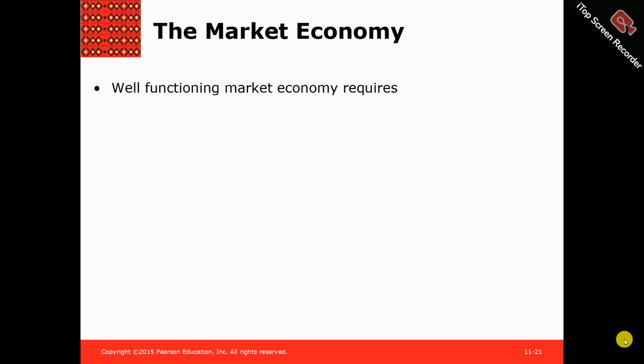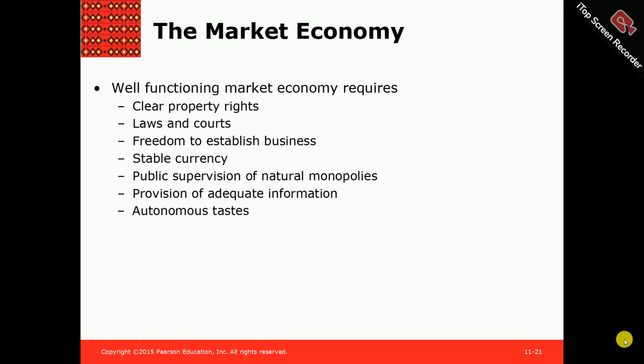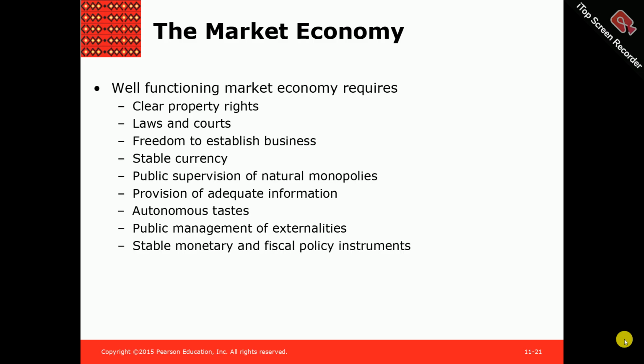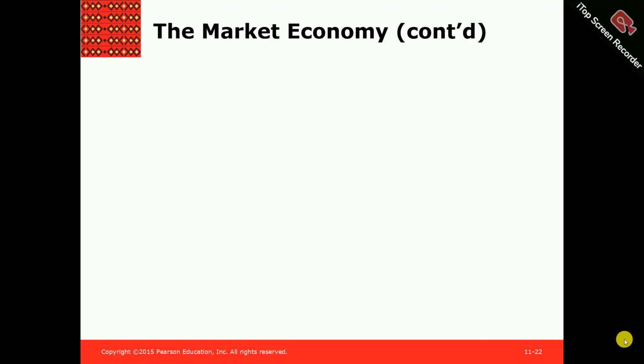Market economy. In order to have a well-functioning market economy, it requires a number of factors. For example, there must be clear property rights, there must be rule of law, that is, laws and courts are there. There is freedom to establish business. There is stability in the economic system, and we have a stable currency, public supervision of natural monopolies, provision of adequate information, autonomous tastes, public management of externalities, stable monetary and fiscal policy instruments, safety nets, that is, programs that protect families from the impact of economic shocks, natural disasters, and other crises, encouragement of innovation, and security from violence.